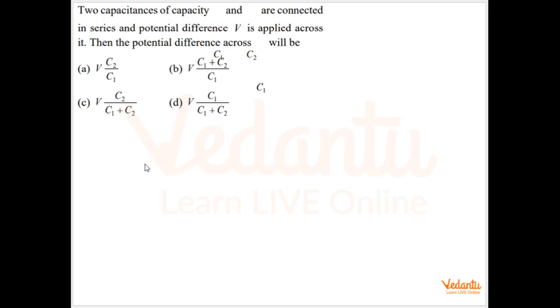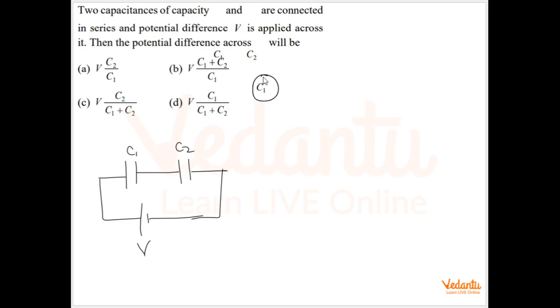Here, beta, two capacitors of capacities C1 and C2 are connected in series with a potential difference V applied across it. So the potential difference applied is V. We have to calculate the potential difference across C1.